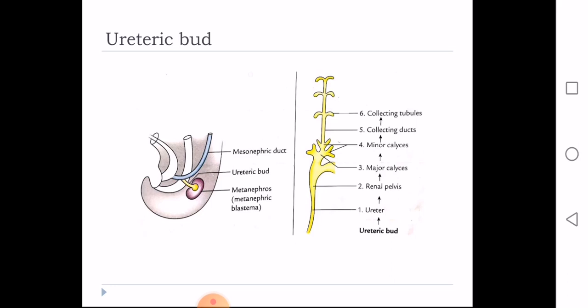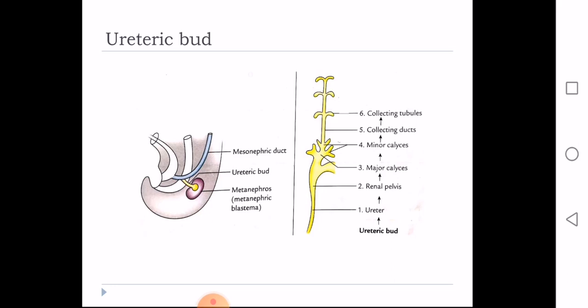So look at the second diagram. You can see the ureteric bud, okay, and it is giving rise to the ureter. Then the ureter will dilate to form the renal pelvis. Then you will have the major calyces, then the minor calyces, then the collecting ducts, and from there into the collecting tubules. So now you must remember that the metanephros, okay, is giving rise to your permanent kidneys.